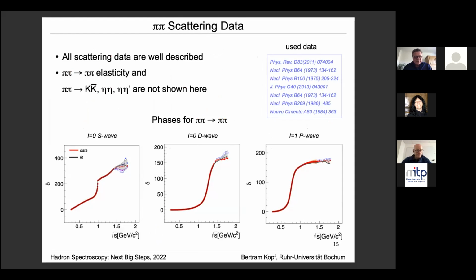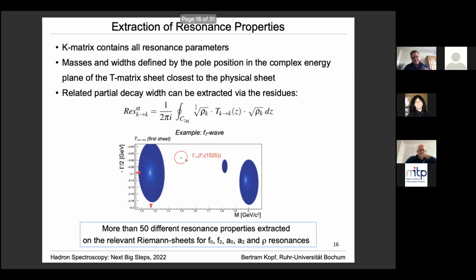This is a fit result with scattering data, so I don't want to show all the figures here. This is just an example for the phases for the 3 individual waves, and one can see that the scattering data, the phases can be described very well. And here you can also see how many different data have been used for this. And this gives really good constraints.